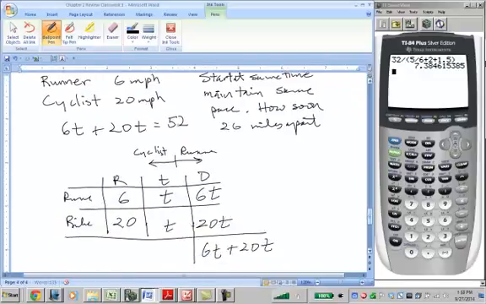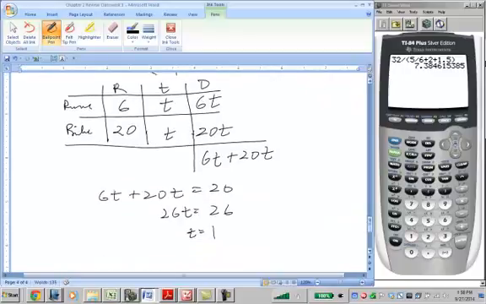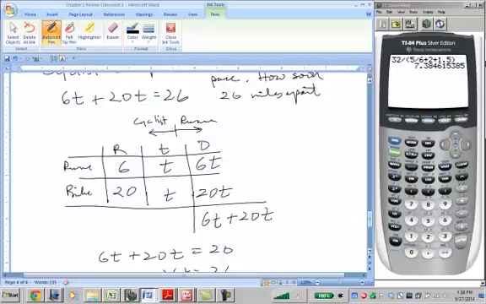Now, I put 52 in here. I was going to make it 52 originally, but I think that was pushing it. So 26. All right. I get 1, and I plug it back in, and this is really a simple equation. 6 plus 20 is 26. So that's that.